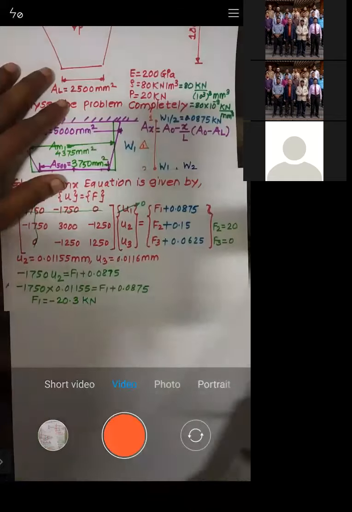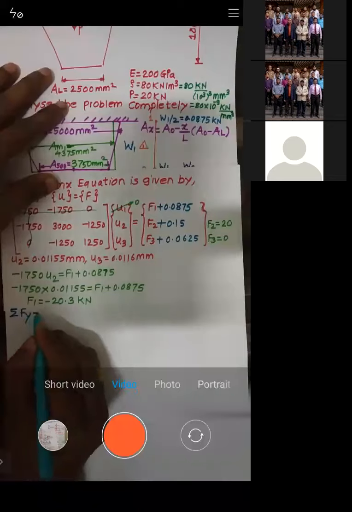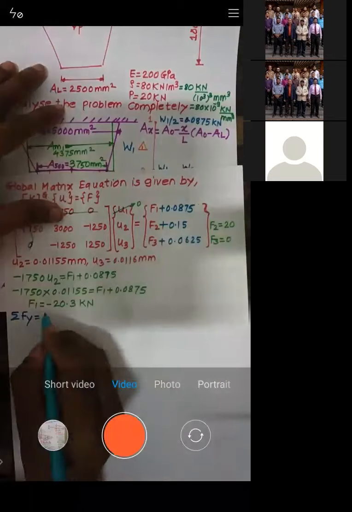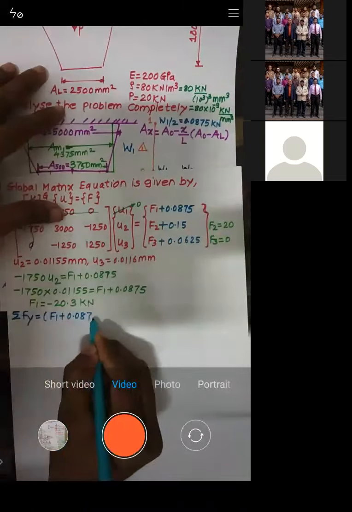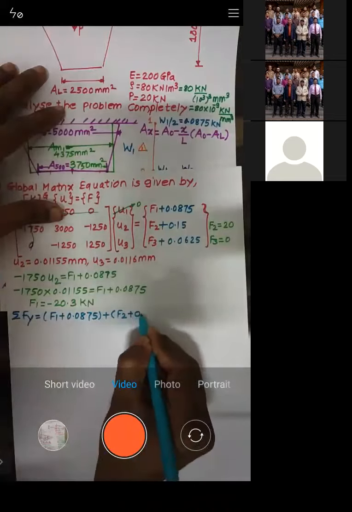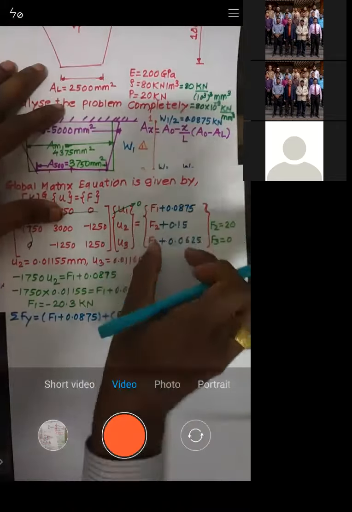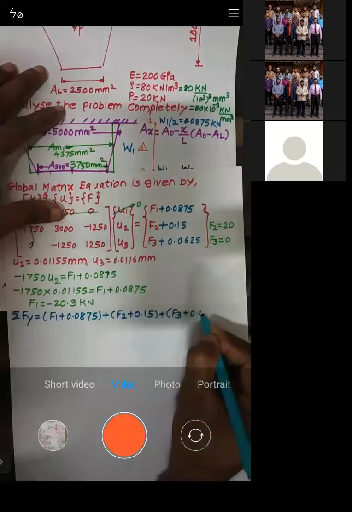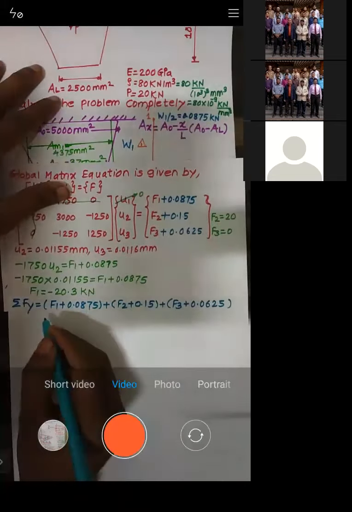Now let's check with the condition of equilibrium, that is, summation of forces in the y direction. Now we have the vertical forces, and which are those forces? This force plus this force plus this force. So F1 plus 0.0875, then plus F2 plus 0.15. You can't take it as F1 plus F2 plus F3, because every term you need to write down. Plus F3 plus 0.0625.